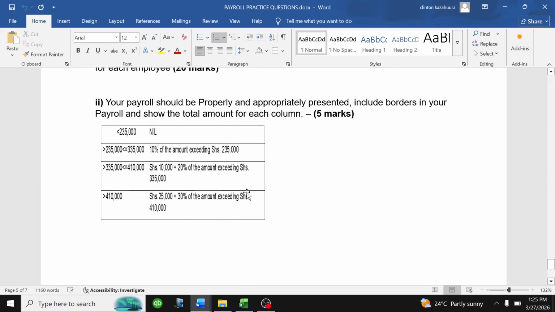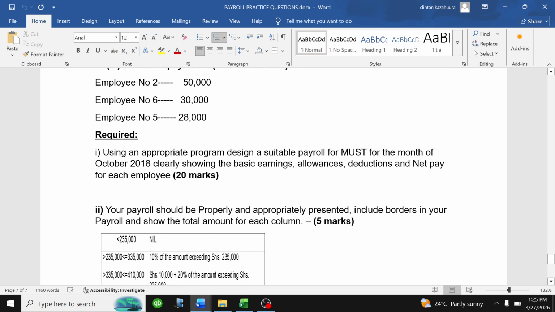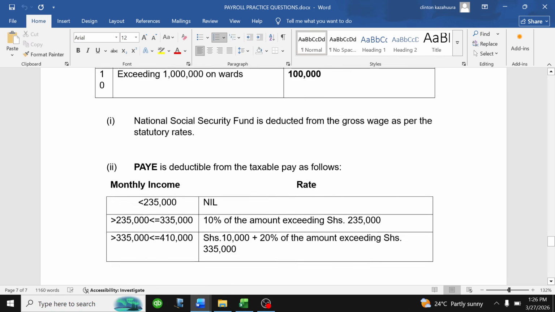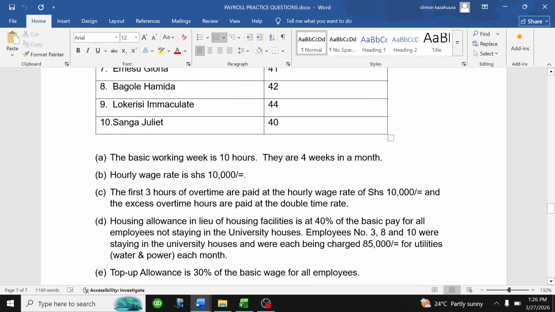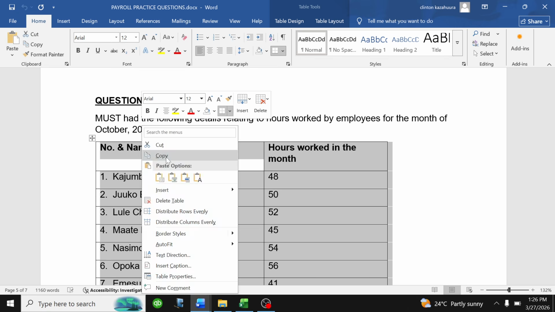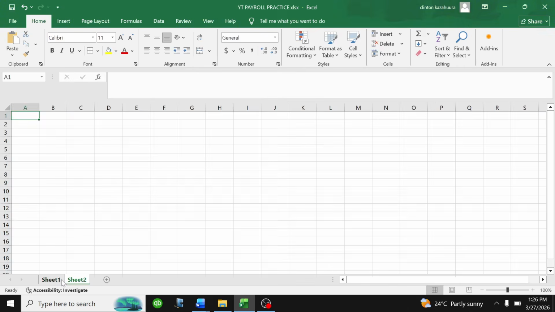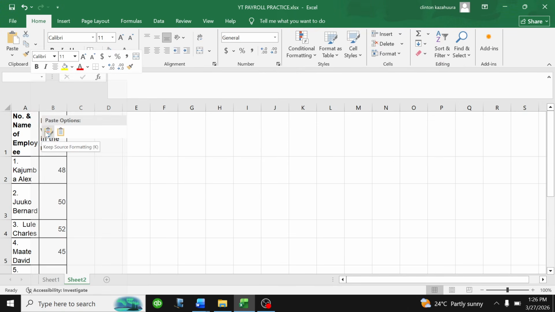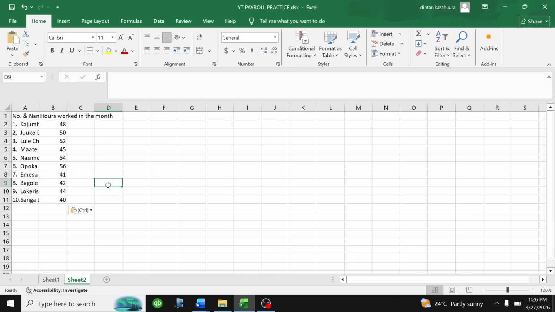Then we create an electronic payroll. This is what is required, that your payroll should use an appropriate program design suitable for payroll for that month. So the most suitable is Excel. So I'm simply going to pick these employees right here, then I take them to my Excel sheet, which I've created here, sheet 2. So I simply paste this.